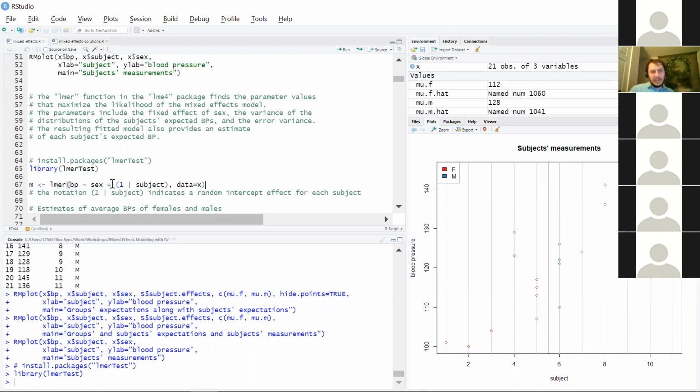But in this case, with lmer, you have the option of including some terms that are random effects. So we're saying sex is ordinary, it's not in parentheses. That means for lmer that it's a fixed effect. Every sex has its own expected blood pressure in our data set.